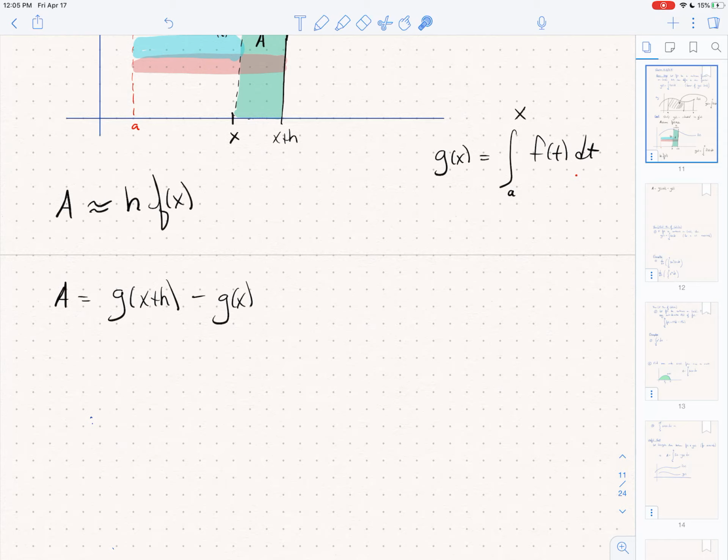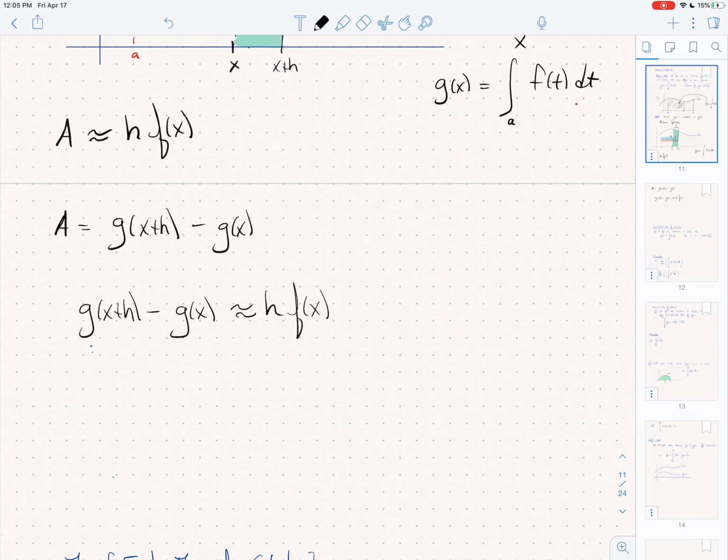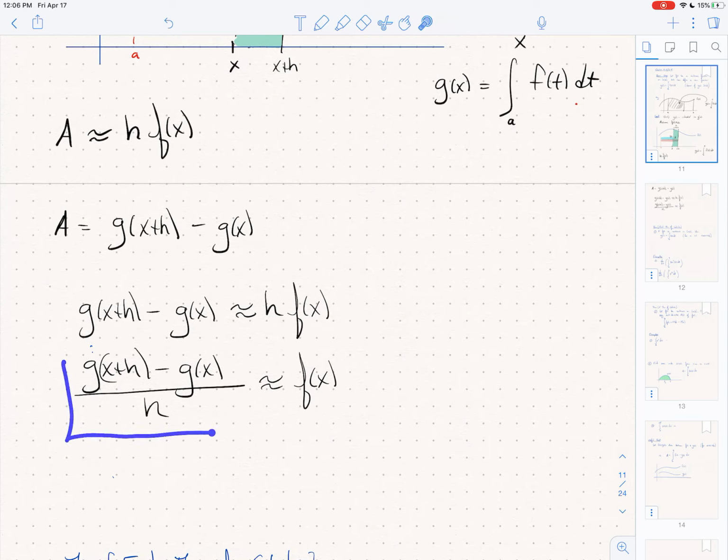And all of a sudden, I realize that g of x plus h minus g of x is roughly equal to h times f of x. And now I'm going to move the h over, so I'm going to say that g of x plus h minus g of x, over h, is roughly f of x. And you should be jumping up and down in your seat right now. What is this? If you let h go to 0, what do you get? You get g prime.